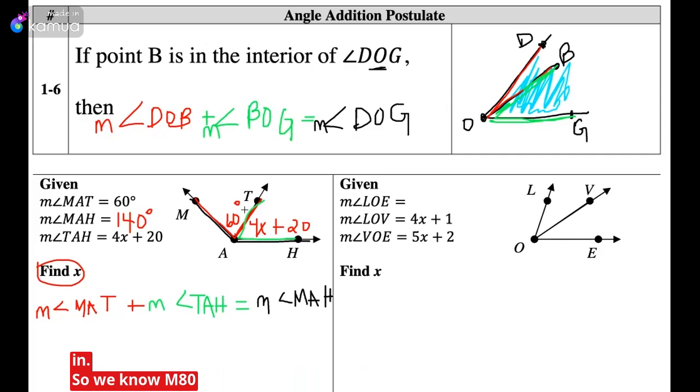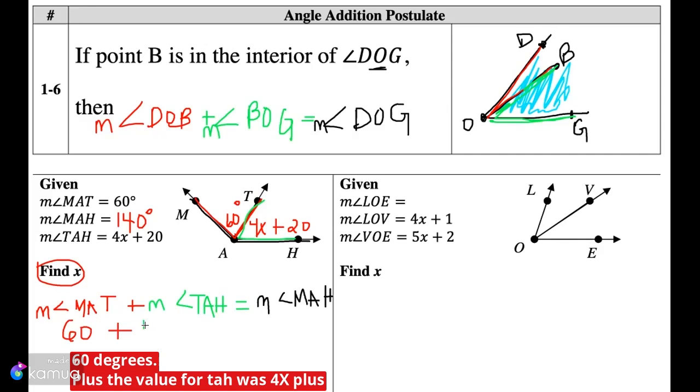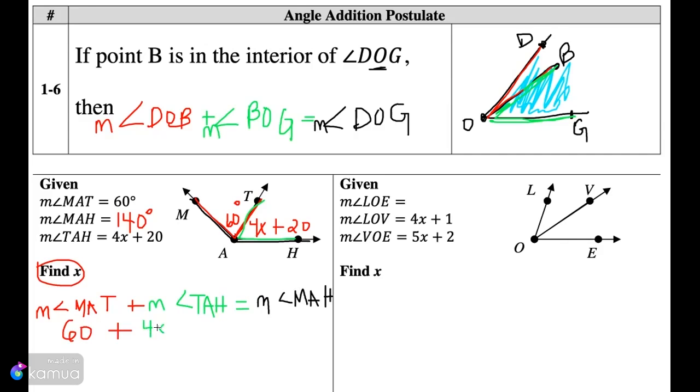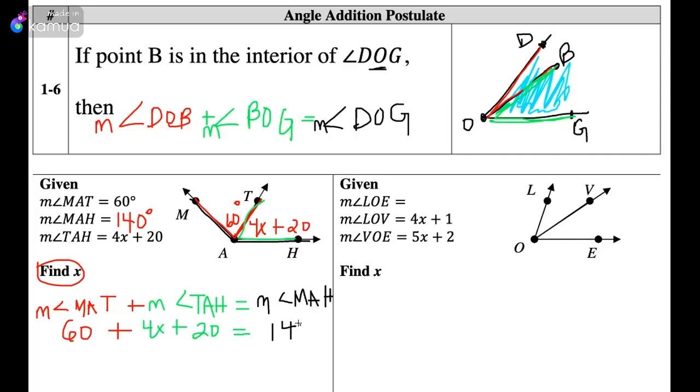So we know MAT is 60 degrees plus the value for TAH was 4x plus 20. And that's going to equal MAH, which we know is 140. Solving this equation now, the geometry is over.